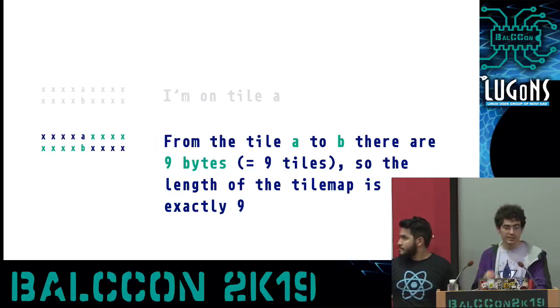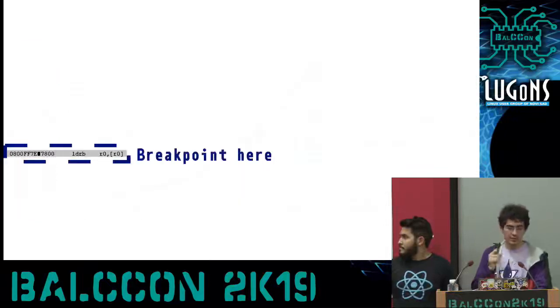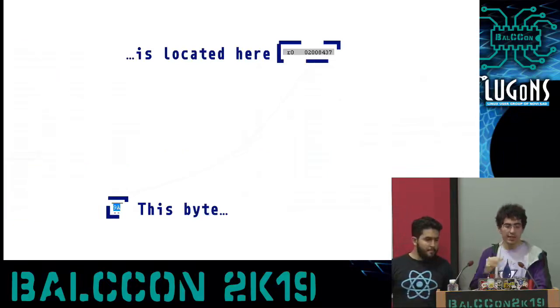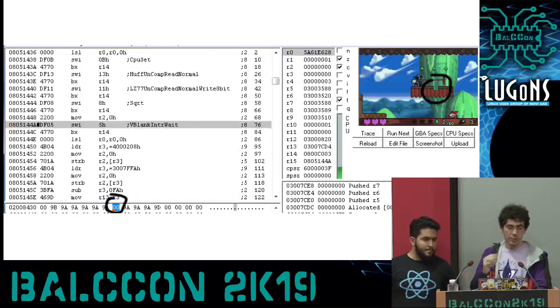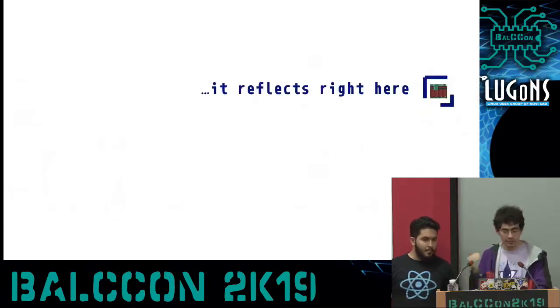We can reproduce the same idea in the game to find the length of the level. Firstly, we need to get the address of a tile. To get it, we need to set a breakpoint in this function, so we can see the address of the bridge tile on the register R0. Then we need to mark this tile and change it. So we should change this byte. This is our tile A.